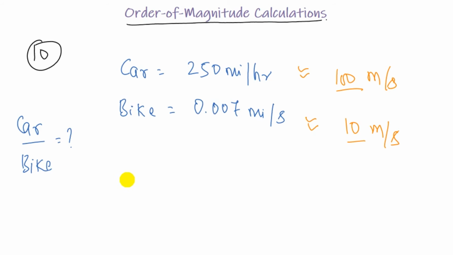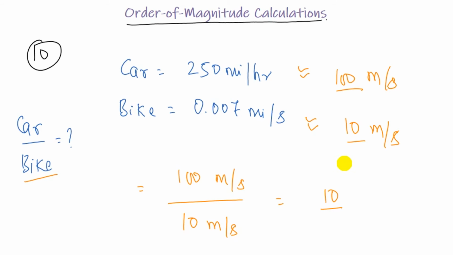Now from here we can easily calculate the ratio. The car's speed is 100 meters per second and the bike's speed is 10 meters per second, so the ratio would be equal to 10. Therefore the car's speed is 10 times the speed of the bike. This is the way we calculate a rough estimation, and this method is very useful when we are doing calculations manually. So I hope you are done with the order of magnitude calculation.